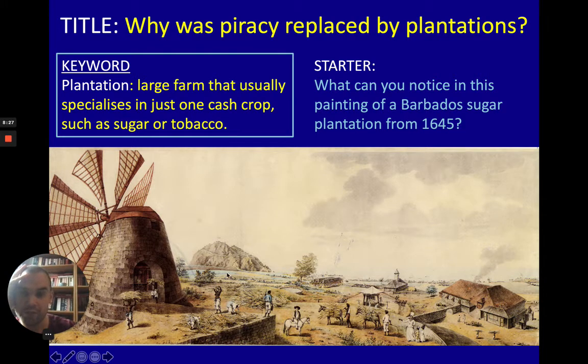So sugar was the main one in the Caribbean. Tobacco was the main one at first in North America, and then later on, as we'll see, cotton replaced that. A couple of things you might notice here on this plantation.